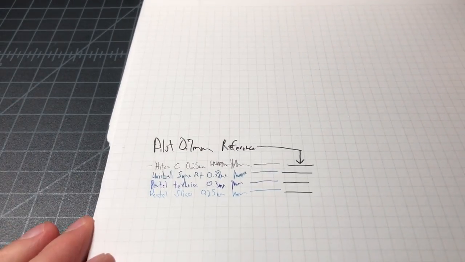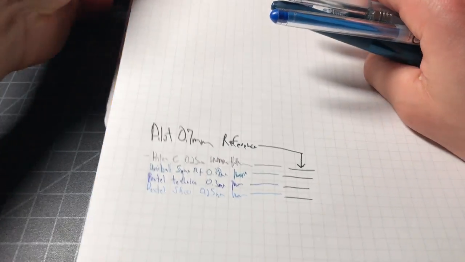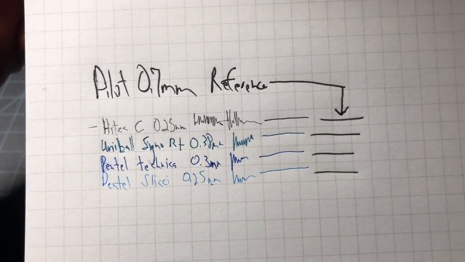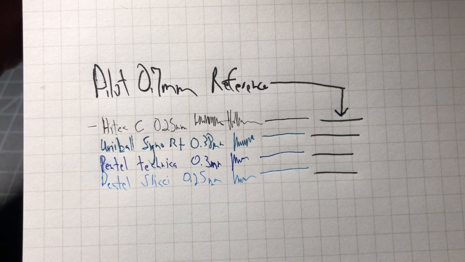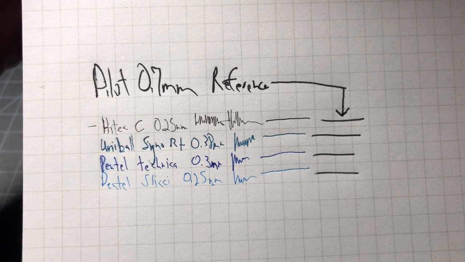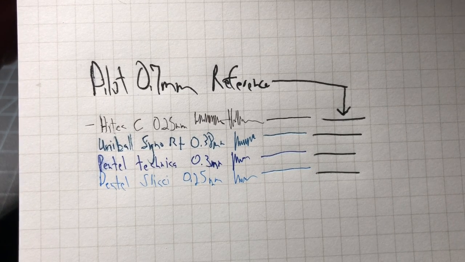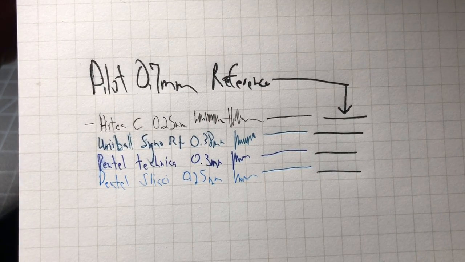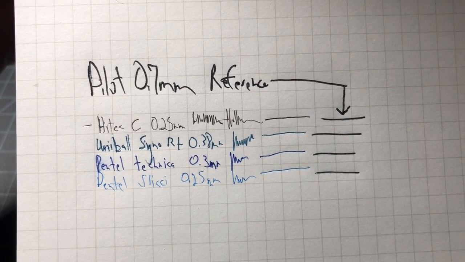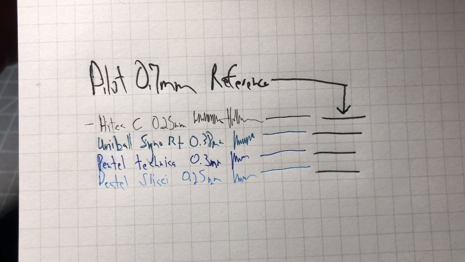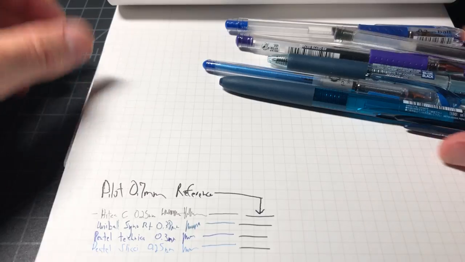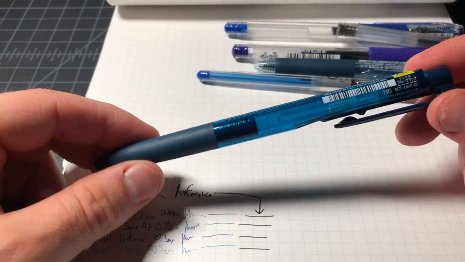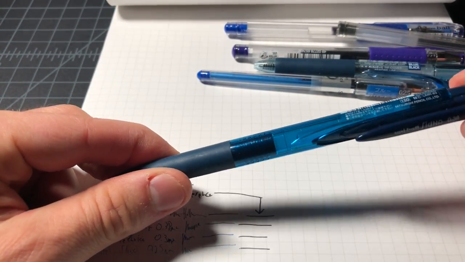So I did a little bit of writing with them already, and I wanted to do some quick samples. So for reference, I have a 0.7 millimeter Pilot there, and that's a very standard G2 or GNOC, whatever it is. And you could see the Hi-Tech C, the Uniball Signo RT, the Pentel Technica, and the Pentel Sleechy, whatever. Someone correct me in the comments about how you say that. And now we could do some writing with them. And let's just kind of run through them.